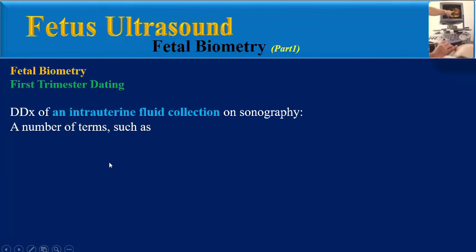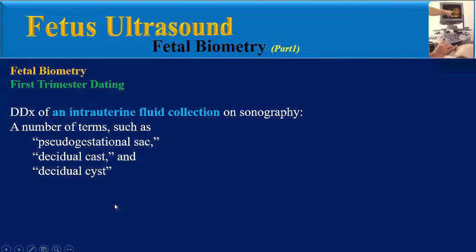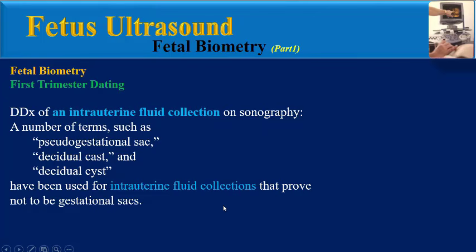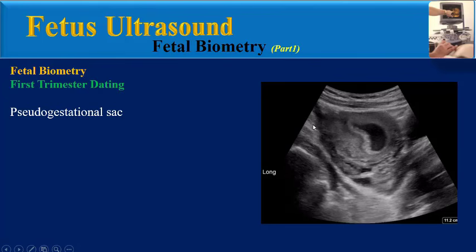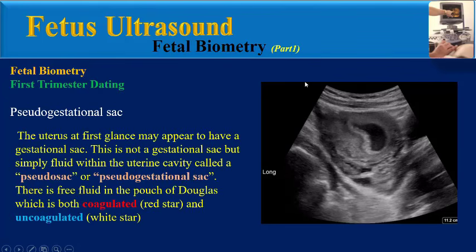A number of terms such as pseudogestational sac, decidual cast, and decidual cyst have been used for intrauterine collections that prove not to be gestational sacs. First, pseudogestational sac. This image is related to a proved case of ectopic pregnancy. The uterus at first glance may appear to have a gestational sac. This is not a gestational sac, but simply fluid within the uterine cavity called a pseudosac or pseudogestational sac. There is free fluid in the pouch of Douglas, which is both coagulated and uncoagulated.